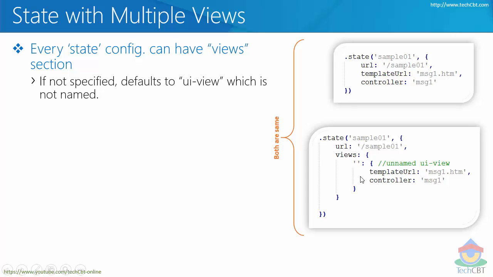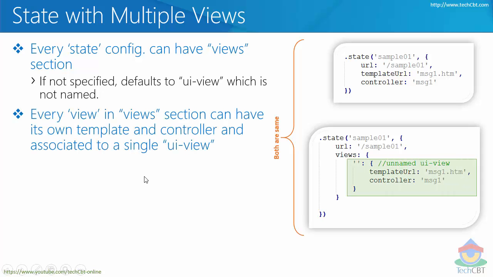In this case you are saying these are all the views I have in place. Of course you have only one view here, and you are saying please display this template, associate that template with this controller, and get the UI out of it directly inside this UI view name. Right now I did not specify any UI view name, and that is the reason it tries to figure out whether there exists any UI view with no name in our markup, and if it finds one, then this template gets rendered as part of that UI view.